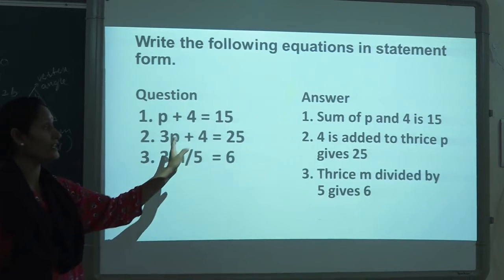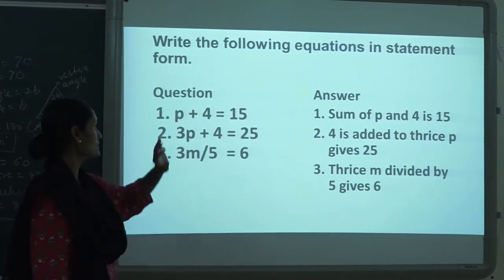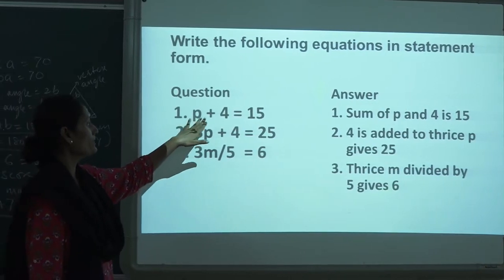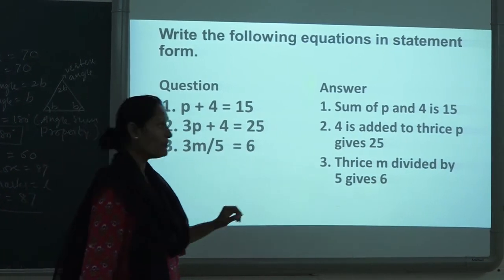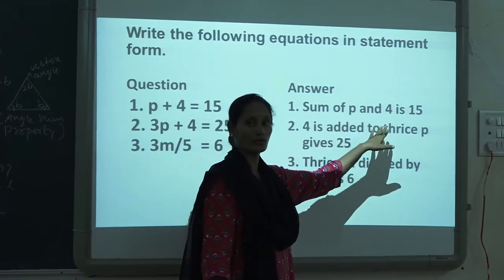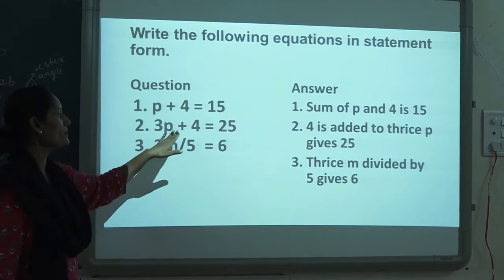For an equation, we are writing a statement. So here are the questions and here are the answers. Number 1: P plus 4 equals 15. How are you going to write it down? Sum of P and 4 is 15. Yes? Then the next one, 3P plus 4.